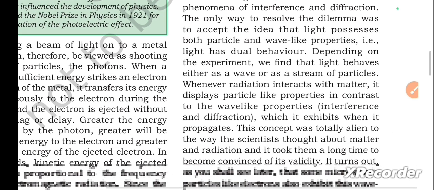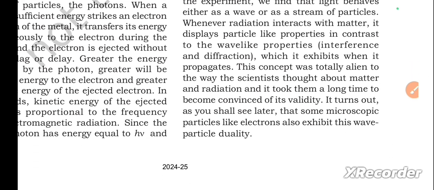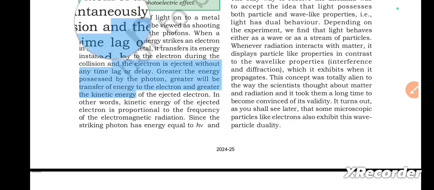Depending on the experiment, we find that light behaves either as a wave or as a stream of particles. Whenever radiation interacts with matter, it displays particle-like properties, in contrast to the wave-like properties, interference and diffraction, which it exhibits when it propagates. This concept was totally alien to the way the scientists thought about matter and radiation, and it took them a long time to become convinced of its validity. You shall see later that some microscopic particles like electrons also exhibit this wave particle duality.